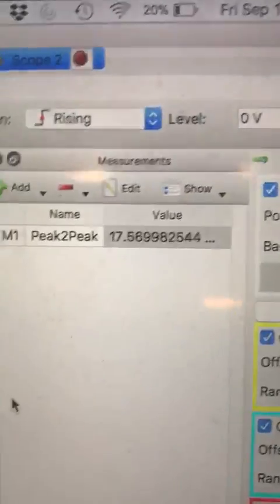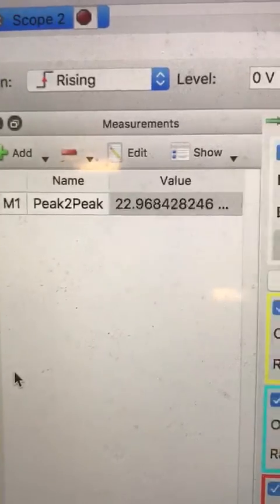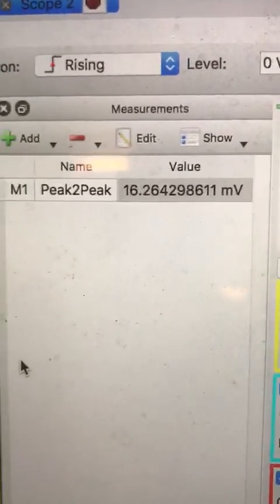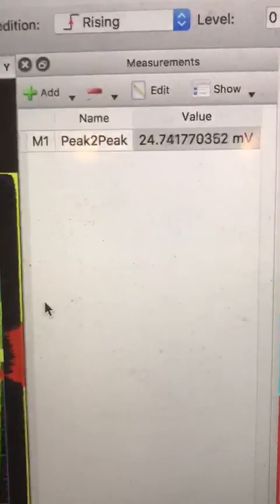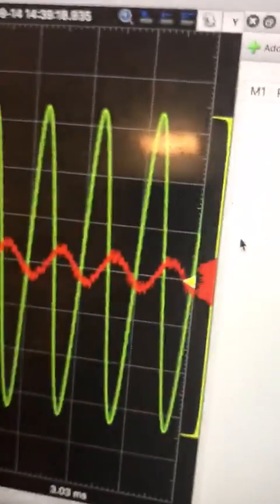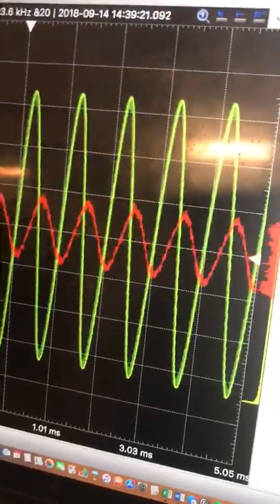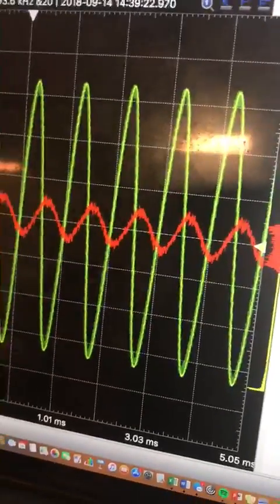But as you can see here, we have the measurement, the difference between the two peaks, and it's oscillating around 20 millivolts, which is relatively low, we think. So that's a good sign. This basically just shows you how close we are between the two, which is good because we want to be as close to zero as possible.